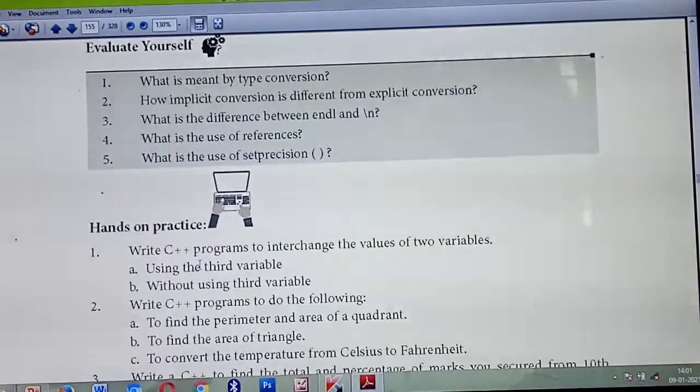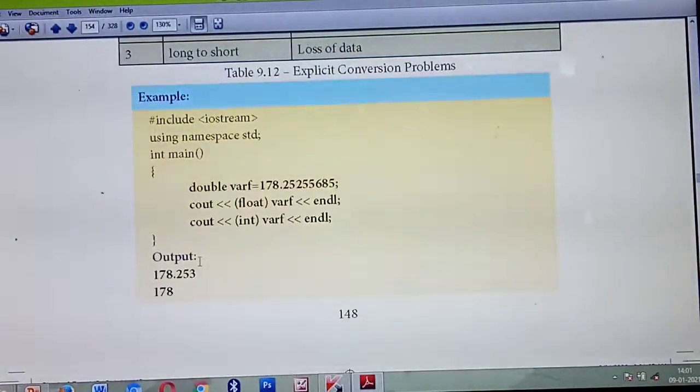Understood? Okay. Up to this, chapter 9 will get over. Next class I'll mark the question answers for this chapter. What's today's homework? The expressions, very important question. Expressions as well as manipulators: setw, endl. Today we have studied setprecision, a very important question. Expression, setprecision and type conversion: these three things you should study thoroughly and write in your computer notebook.